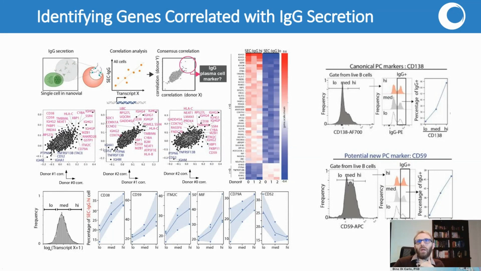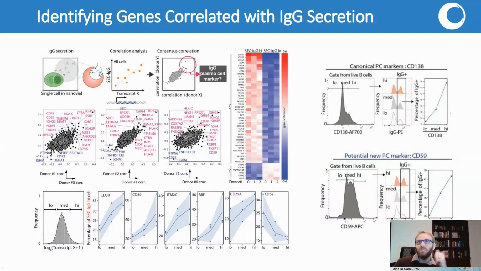So an example here is markers, for example, CD59. CD38 and CD138 are known plasma cell markers, but CD59 is a new marker that comes up in our analysis as highly correlated, as well as differentially having high SEC-seq IgG barcodes. And so CD59 shows up nicely as being highly expressed in those cells that have high levels of secretion of IgG. And then we can go back and test that.